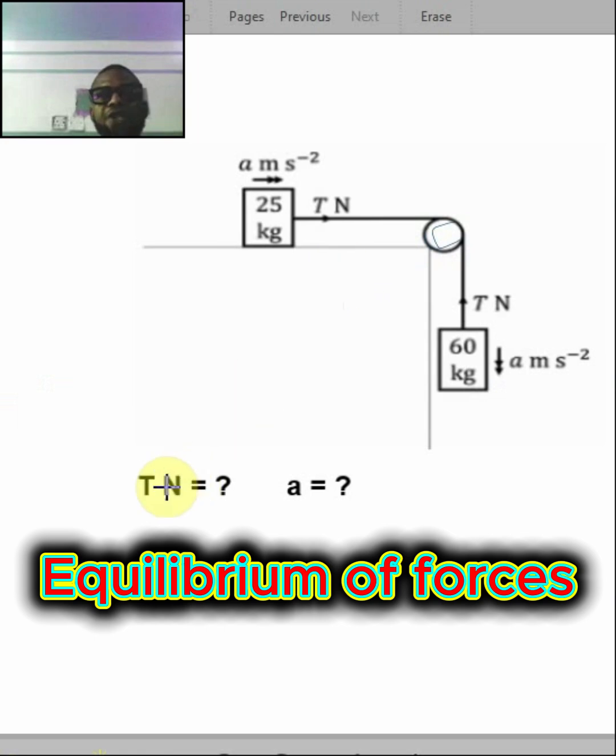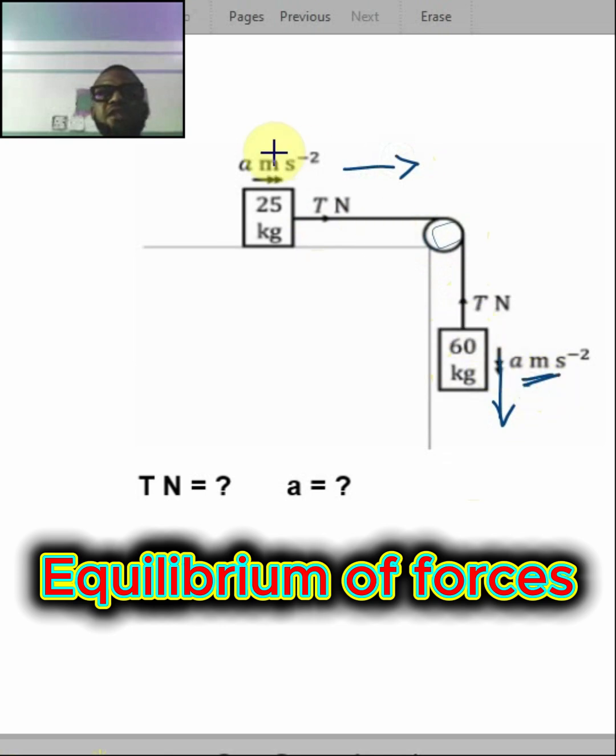We should find the tension in newtons and the acceleration in meters per second squared. This tension is dragging this body of mass 25 kilograms, and the body is moving toward the direction shown. There's a pulley here that will transmit this tension to the other side, and this tension is also acting on this 60 kilogram mass that is also moving downward, according to this arrow, with acceleration A.